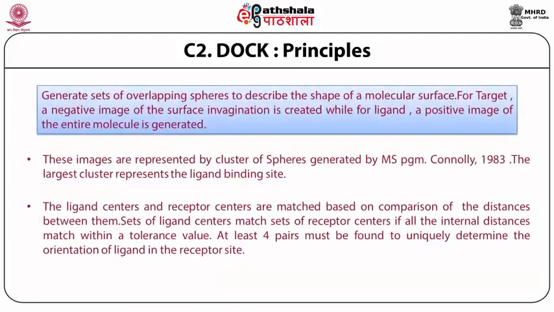DOCK, on the other hand, is a much more accurate and not so fast technique. However, it uses the shape as well as complementarity, both taken care of, and it makes a larger sphere in the active site and tries to fill up the active site. At least 4 pairs must be found uniquely, so that the stereochemical geometry is retained in the ligand and receptor binding.